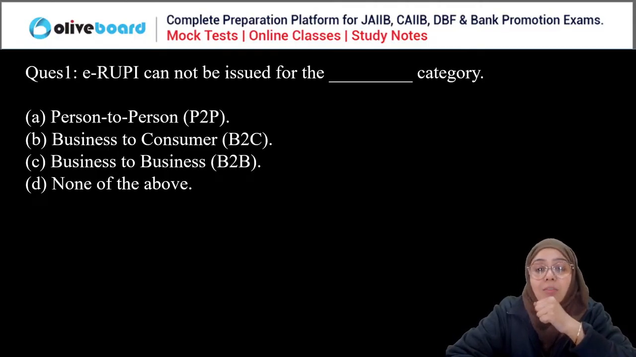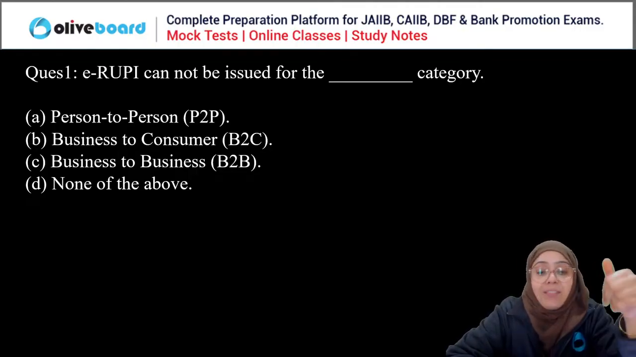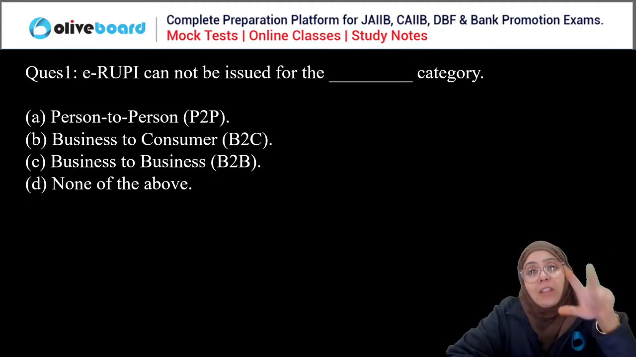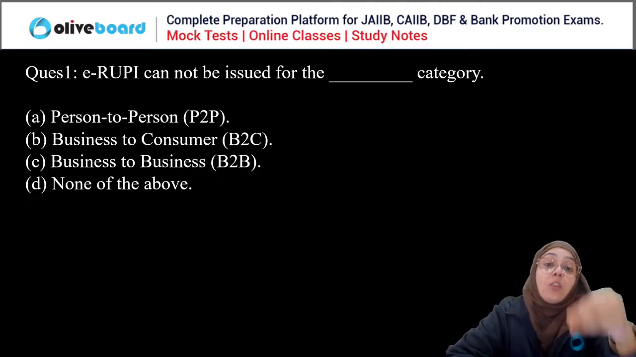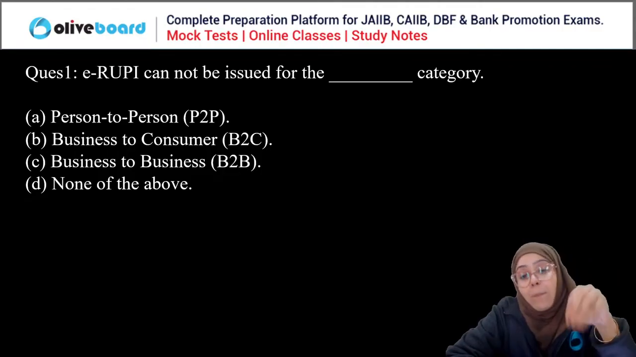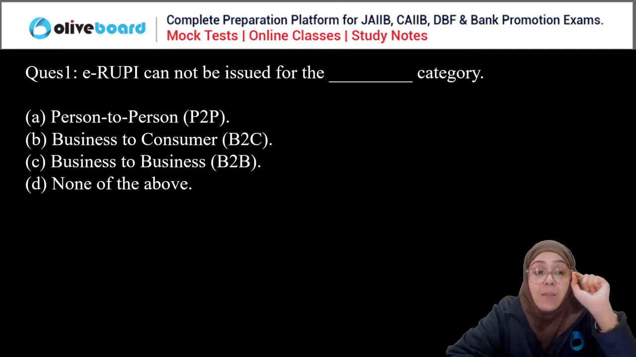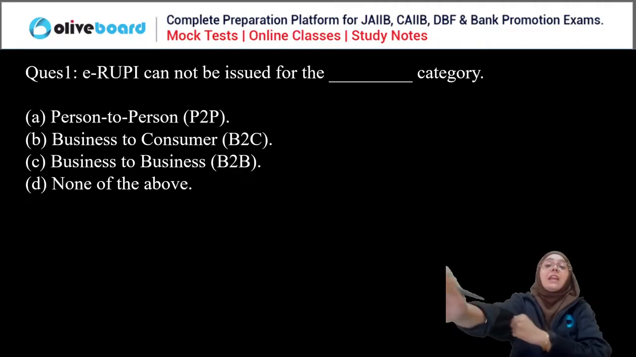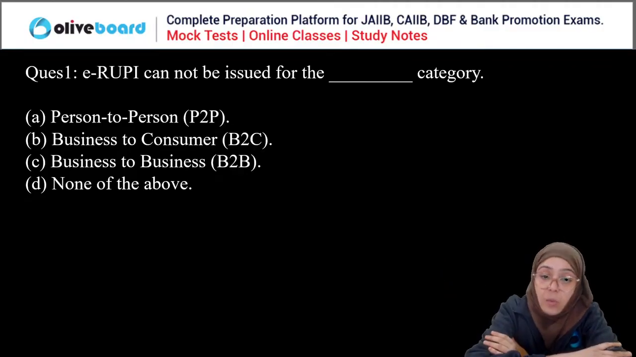Why? Business to consumer is one of the very important aspects of the e-rupee category. So e-rupee can be issued in two core categories, person to person and person to consumer. These are the two main categories in which e-rupees are issued. E-rupee cannot be issued for business to business. The maximum transaction value for the e-rupee is rupees 10,000. NPCI, the National Payments Corporation of India, is regulating the e-rupee.